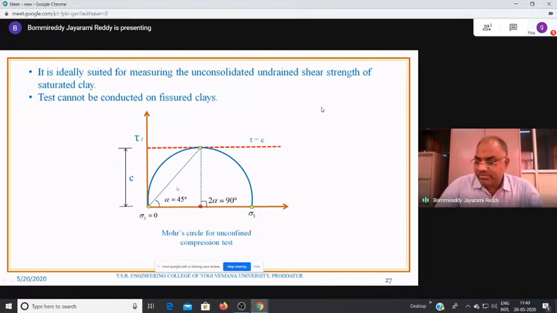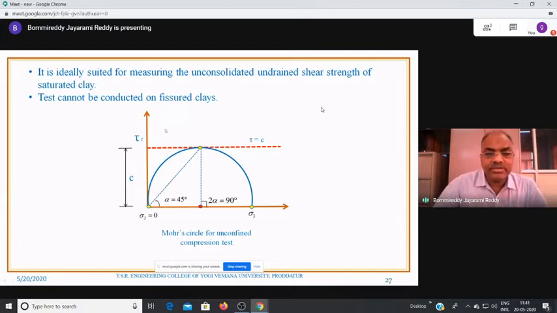And of course, in case of pure clay, the Mohr circle for unconfined compression test: when the soil is pure clay, then the failure plane is horizontal, and the minor principal stress sigma 3 equal to 0, and major principal stress here is sigma 1. And this is the only test where this Mohr circle is passing through the origin. In all other cases, it is not passing through the origin. This is the only test where sigma 3 will be exactly equal to 0.